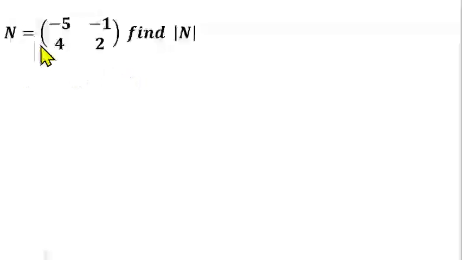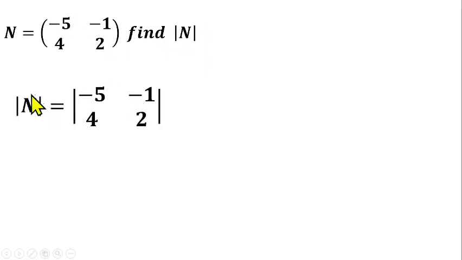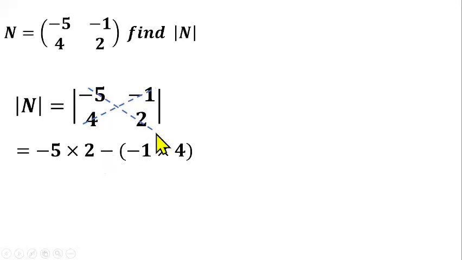Let's see another question. Now we are given matrix N, which is also 2 by 2. We have to find the determinant of matrix N. Of course, it's very simple as well. This will multiply this, minus this multiplied by this. So that will give us minus 5 times 2, minus 1 times 4. That is, minus 5 times 2, minus open bracket, minus 1 times 4.